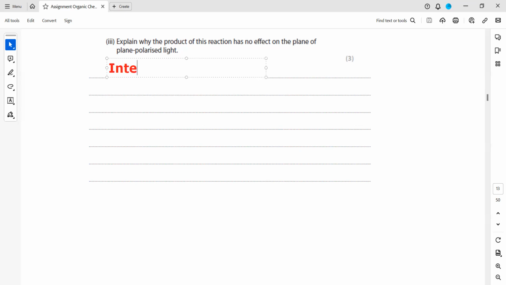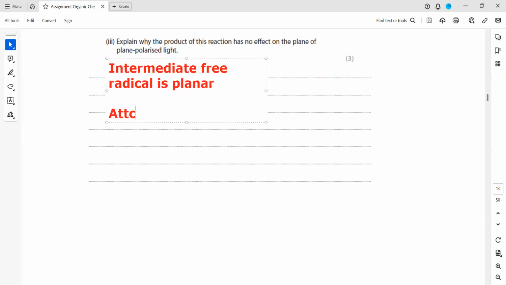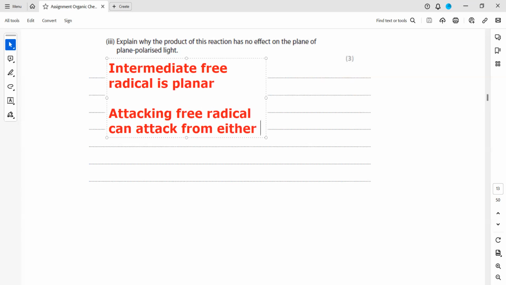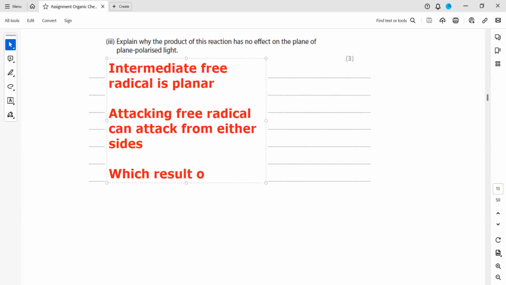So the intermediate free radical is planar. That is one thing. Then the attacking free radical can attack from either side, which results in the formation of a racemic mixture.